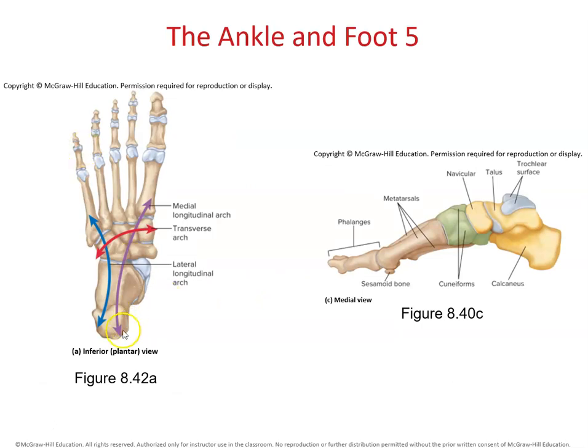Okay, so here is that first arch going from the tarsal bones all the way to the big toe. And then we have from the tarsal bone to the smallest toe, and then the transverse arch across the middle of the foot where the 6 smaller tarsal bones are.